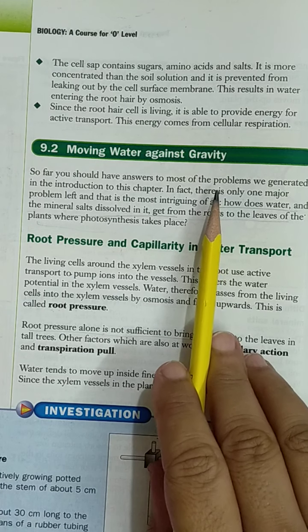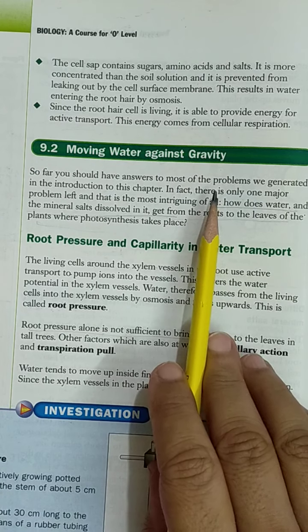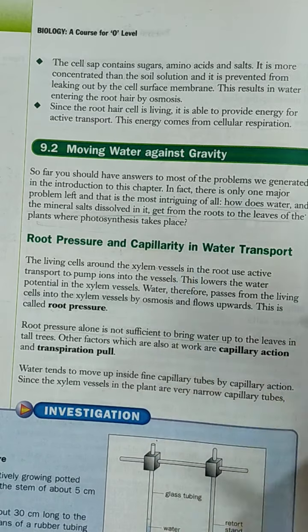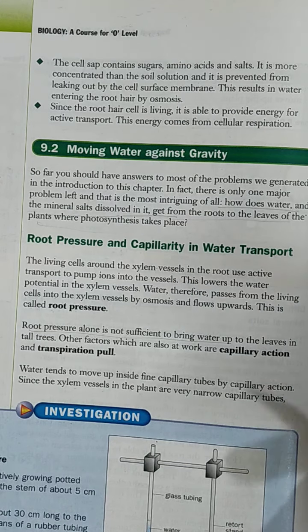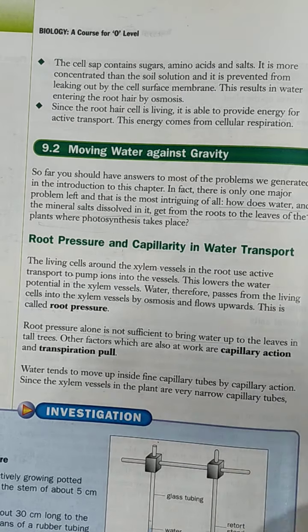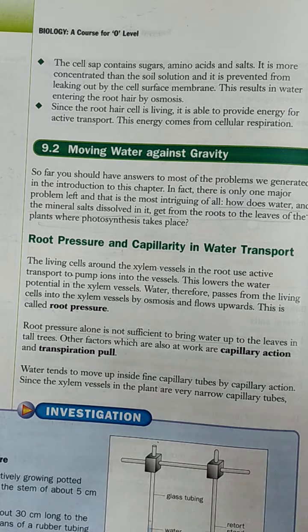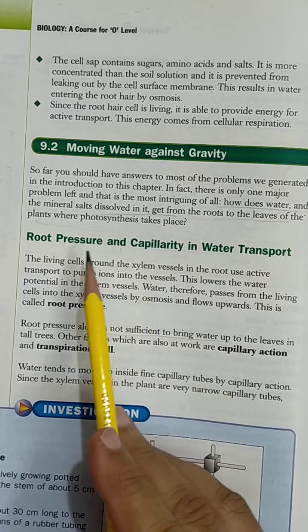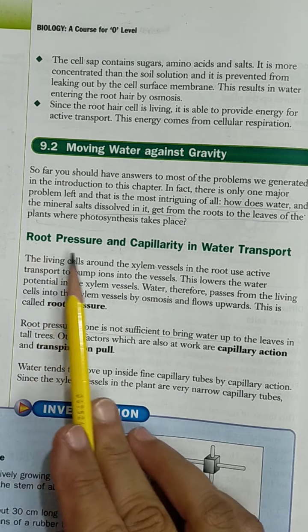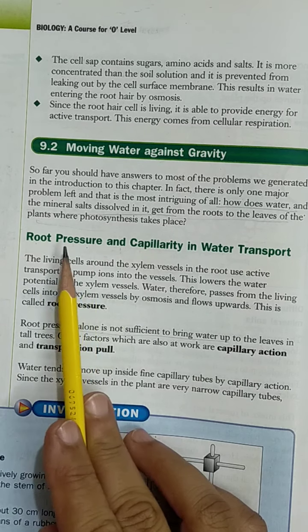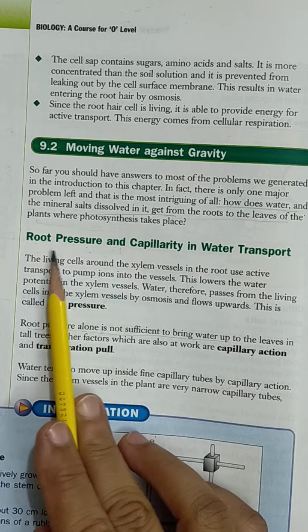There are many hypotheses. A hypothesis is something which we suppose. Different scientists supposed different concepts for how water moves up into the xylem vessel. One of the concepts is the root pressure concept. So what is this root pressure concept or theory?